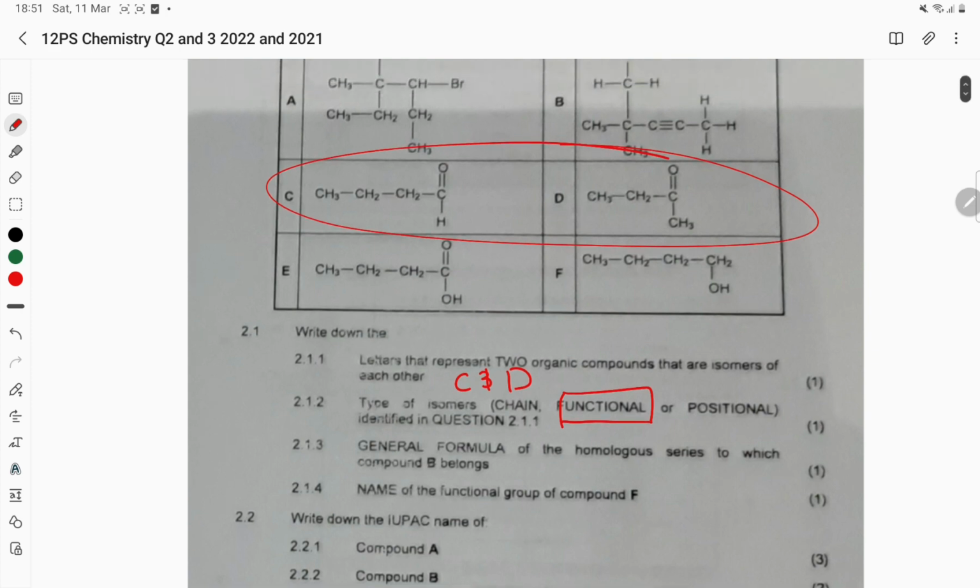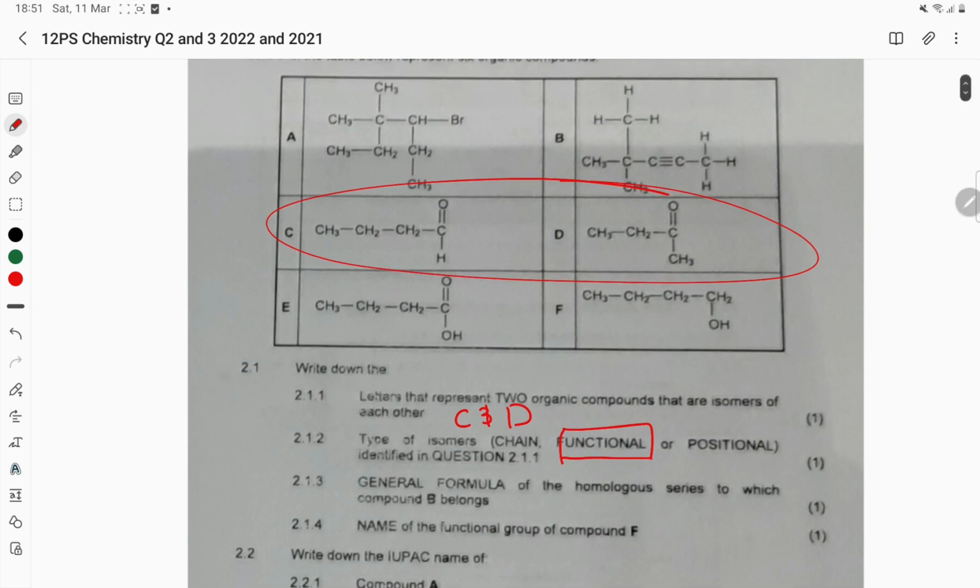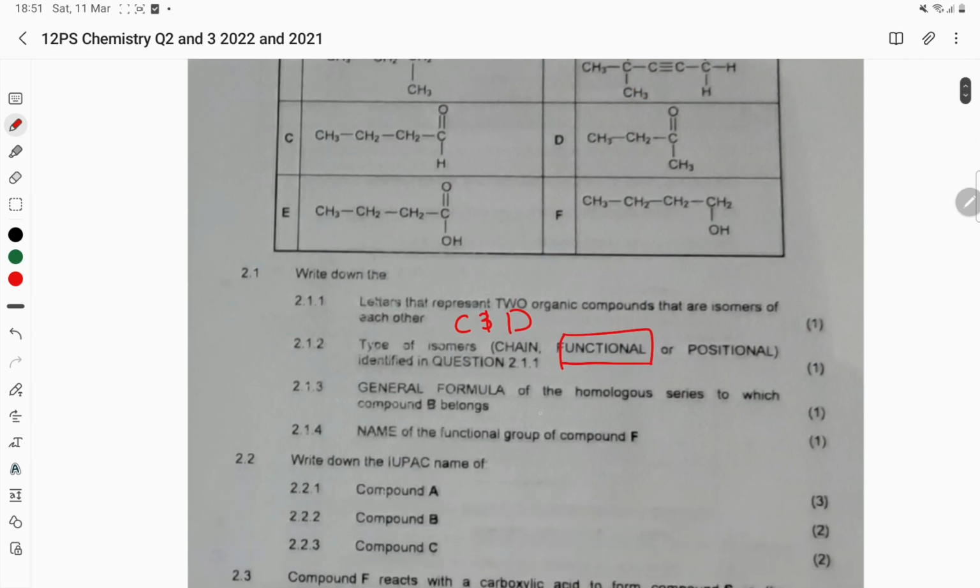Okay, B asks, what is the general formula for the homologous series to which B belongs? So that is an alkyne, and just from studying you should know that it's CnH2n minus 2. An alkane is plus 2, alkene is just plus 0, and the alkyne is 2n minus 2.